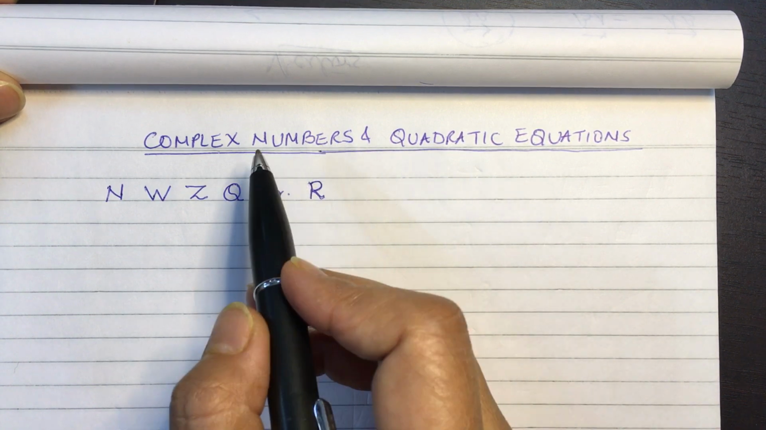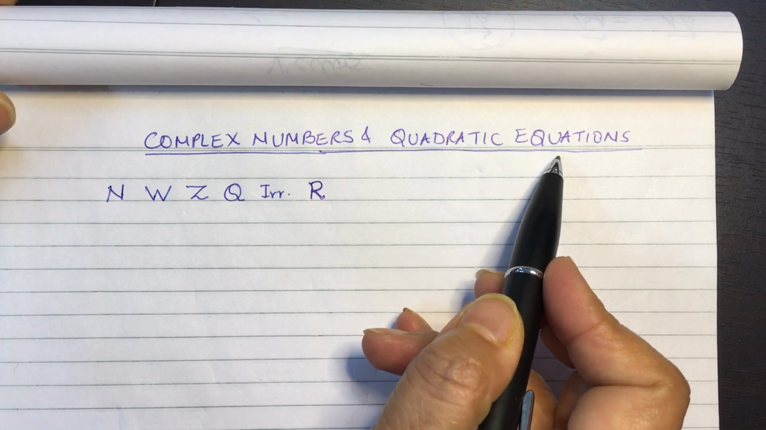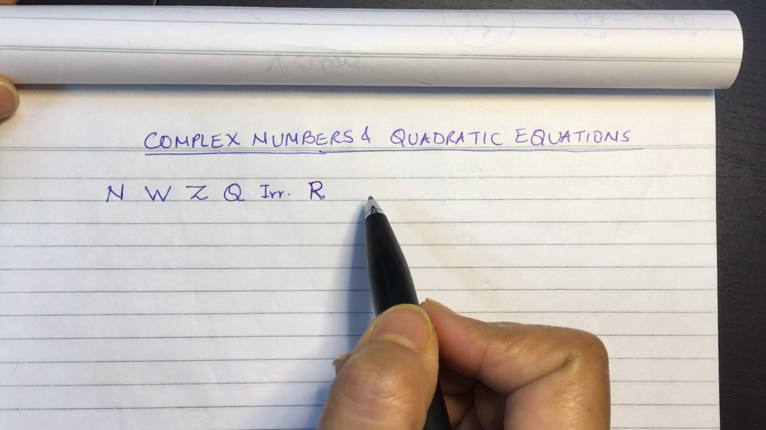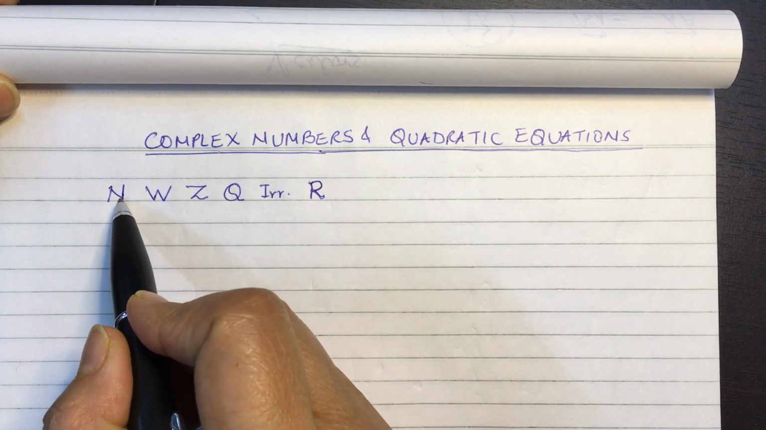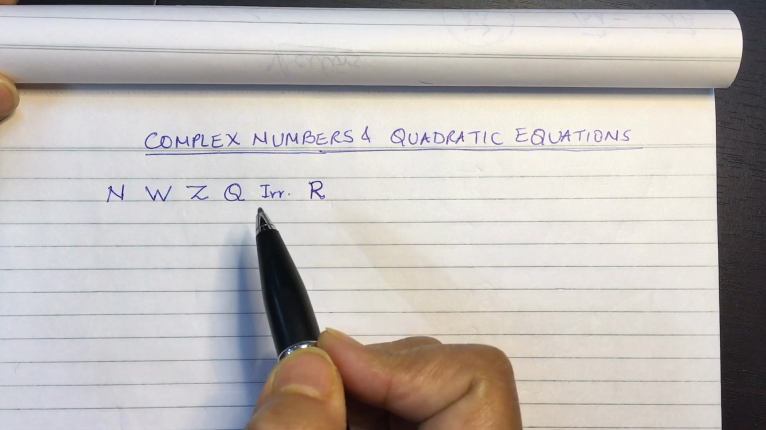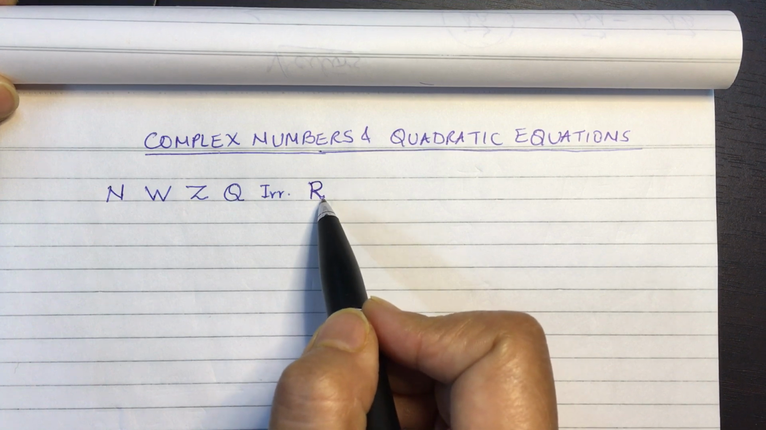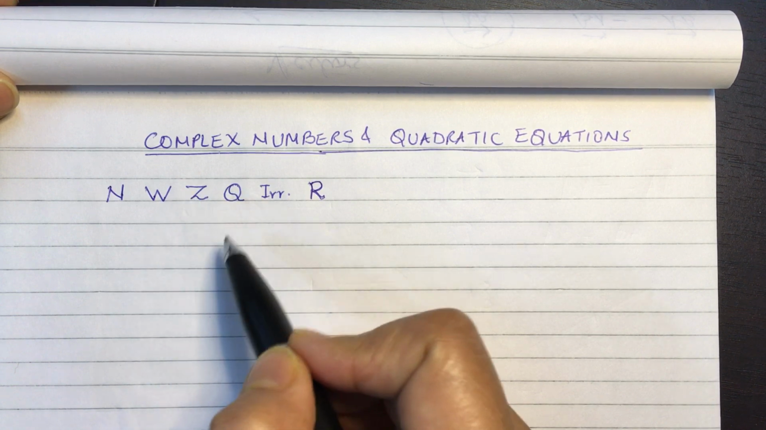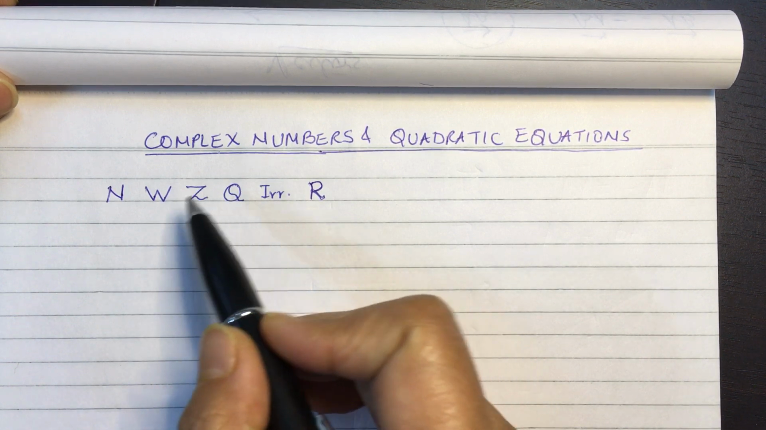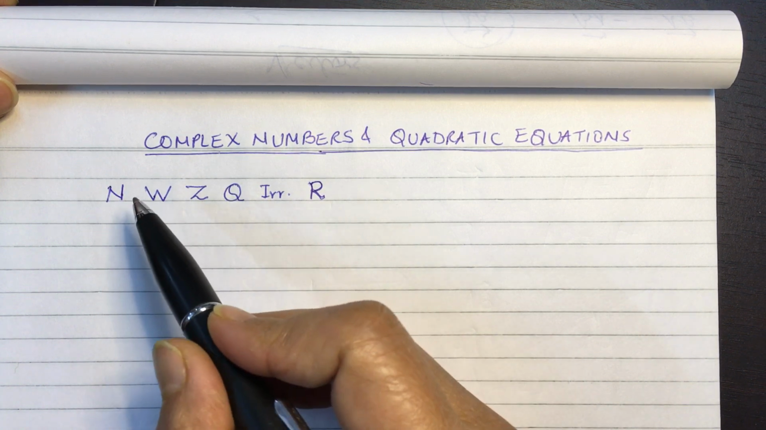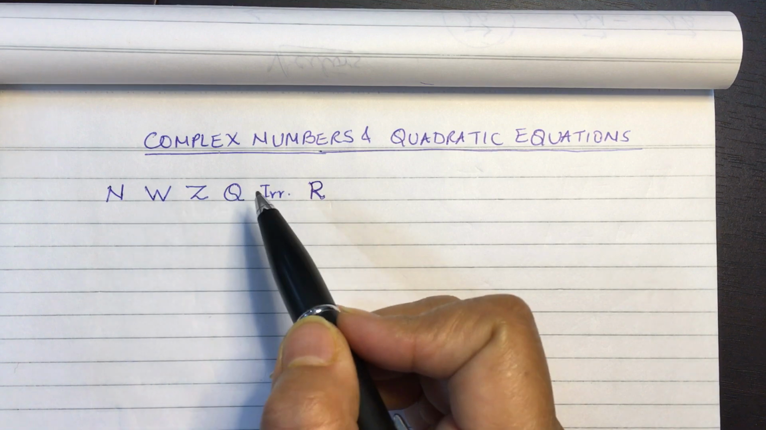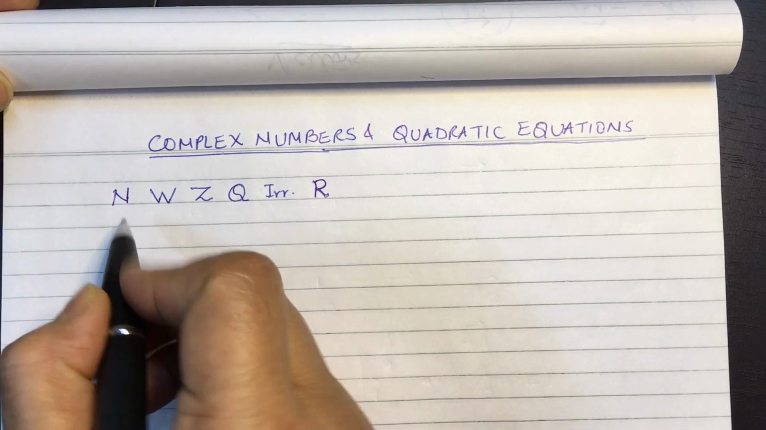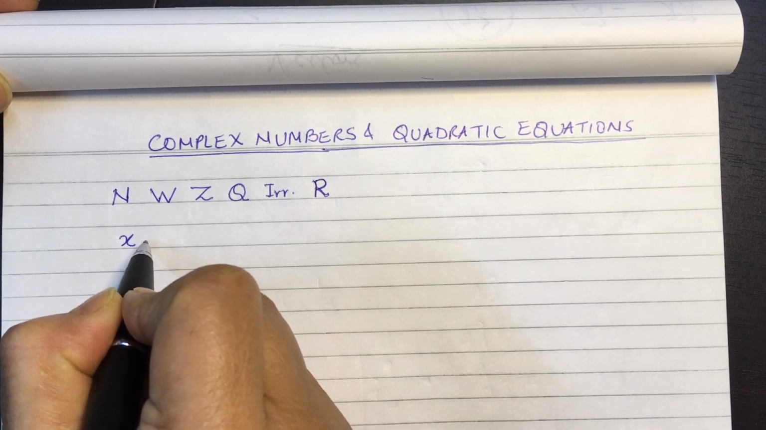Today we'll be starting with the chapter Complex Numbers and Quadratic Equations. You all would have heard about so many types of number systems. One is the natural numbers, whole numbers, integers, rational numbers, irrational numbers and real numbers. So let's form a small story kind of a thing to put them together so that you know which is smaller than which set.